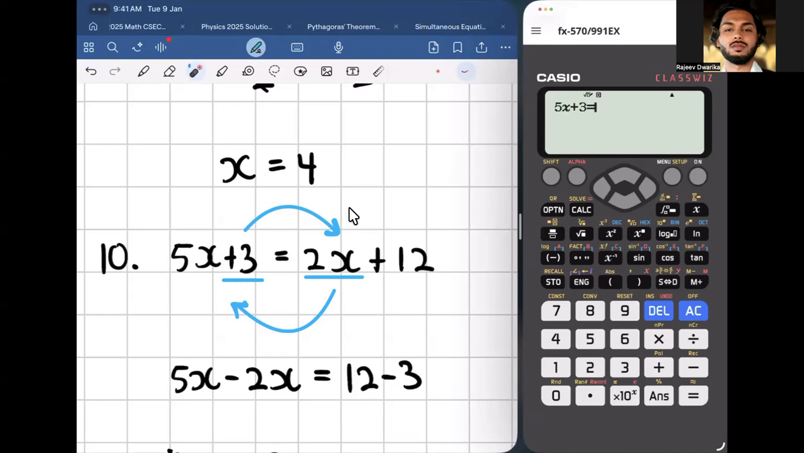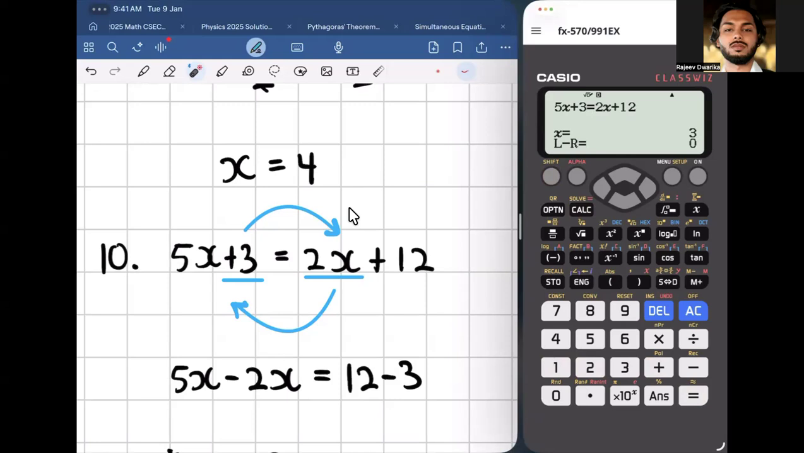All right, so 5x plus 3 equal, then you're going to put 2 alpha close bracket to get the 2x, right? Plus 12. Now, guys, you're not going to press equal. What you're going to do is press shift calc to get the solve function. So you're going to press shift calc, then you're going to press equal, and you should get 3. If you get 3, tell me.